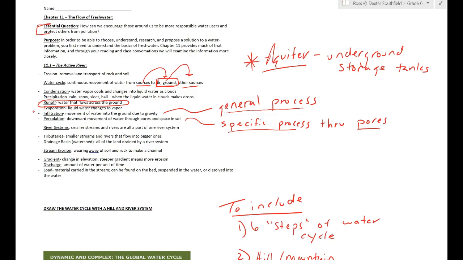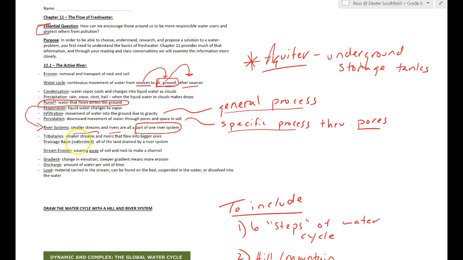As they start to get bigger and bigger, they're going to start to form rivers, right? So that's how we connect this runoff idea with river systems. A river system is just that: smaller streams and rivers are all part of one big river system that eventually end up in some kind of source. It could end up in a lake, it could end up in the ocean. But all of those smaller, tiny little streams that build into a couple bigger rivers, and then those rivers that all merge into one source, that's called a river system.